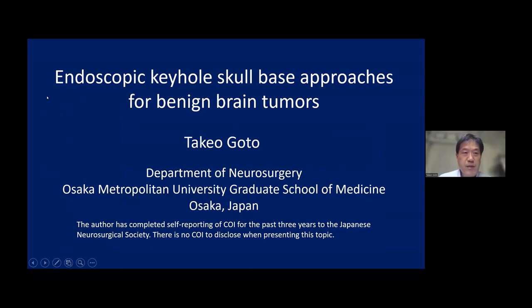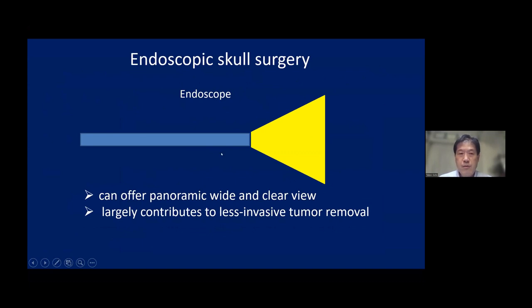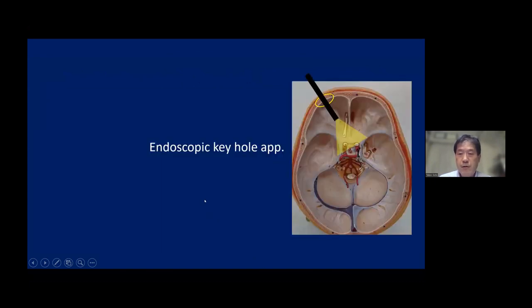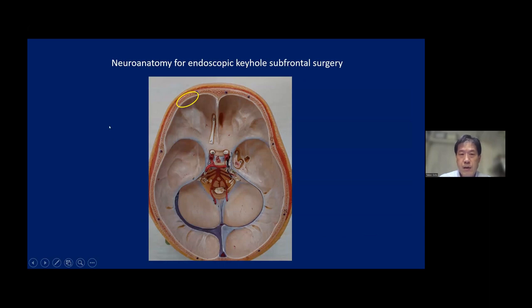Now, my topic is endoscopic keyhole skull-base approach for benign skull-base tumor. Recently, we know the endoscope can offer a panoramic, wide, and clear view around deep-seated areas. This feature is very useful for resection of skull-base tumors. So today, I will present the pure endoscopic keyhole approach to some skull-base areas. First, I will show the anatomy of the endoscopic keyhole subfrontal approach.